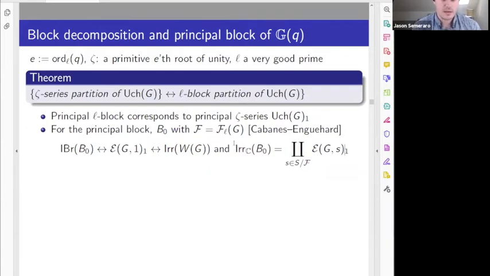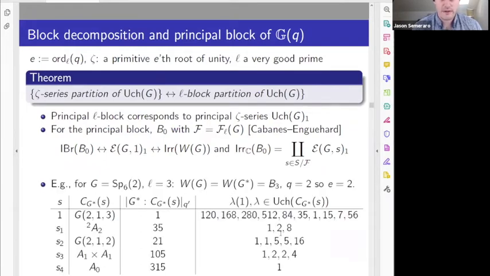Okay, so this is a nice fact, and already we're involving the fusion system, something topological if you like, in the description of the irreducible characters. So this is very, very explicit. This is something you can go away and just calculate if you have a computer.